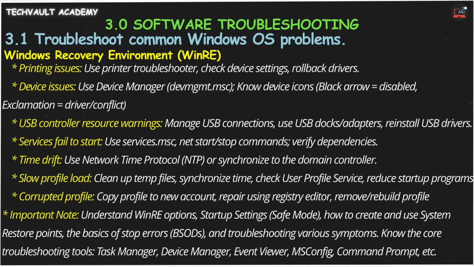Time drift: use Network Time Protocol, NTP, or synchronize to the domain controller. Slow profile load: clean up temp files, synchronize time, check user profile service, and reduce startup programs. Corrupted profile: copy profile to the new account. Repair using registry editor. Remove, rebuild the profile.